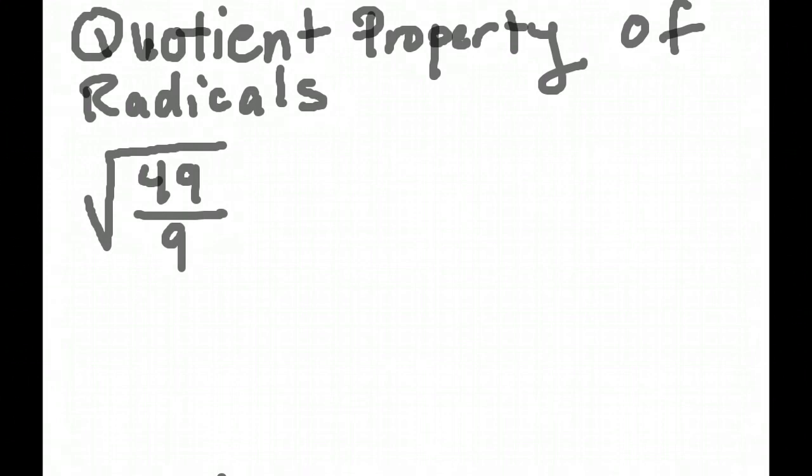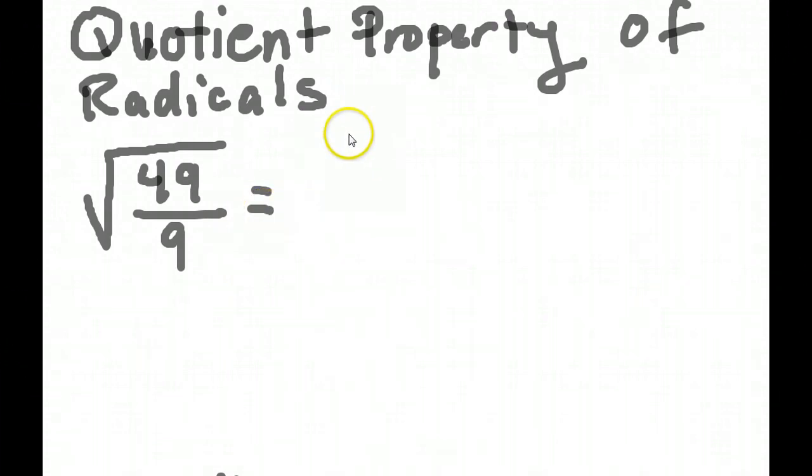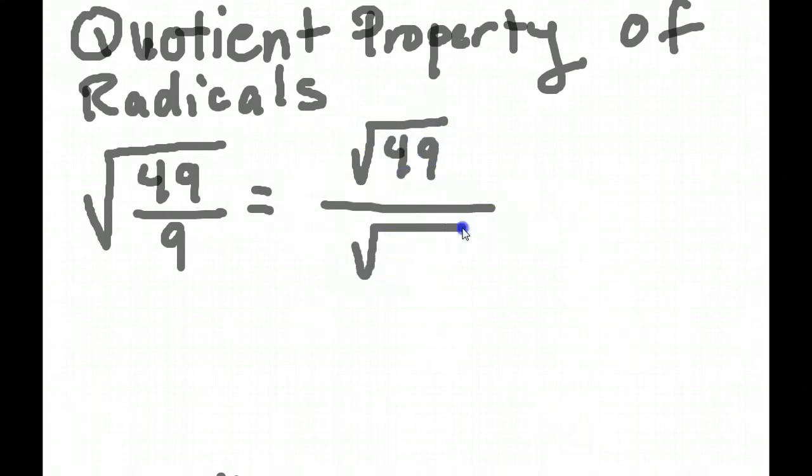Looking at 49 over 9, we can see that those are both perfect squares. So we can rewrite this as a fraction with two radicals. What that would look like would be the square root of 49 over the square root of 9. So we need to take the square root of each piece.